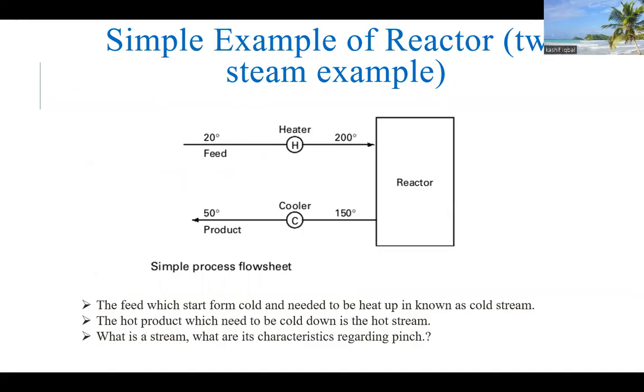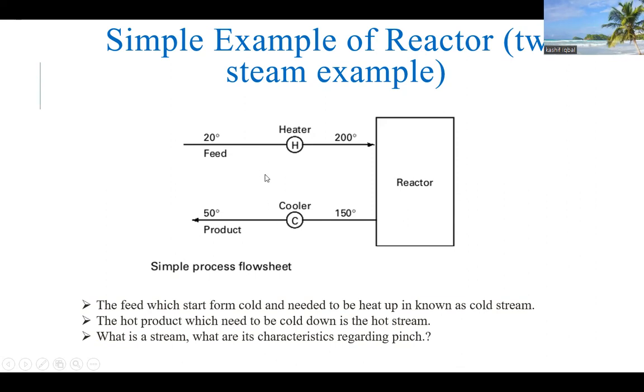So this is an example in which a reactor, in which a reaction is taking place. The feed is coming in at 20 degrees centigrade, and after heating the feed, it achieves the temperature of 200 degrees centigrade and gets into the reactor. And after the reactor, it comes out with a temperature of 150 degrees centigrade, and the product is cooled down to 50 degrees centigrade.